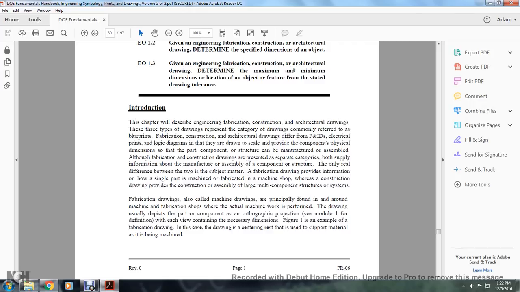The only real difference between the two is the subject matter. The fabrication drawing provides information on how a single part of a machine is fabricated in the machine shop, while the construction drawing provides the constructional assembly of large multiple components of structural systems.